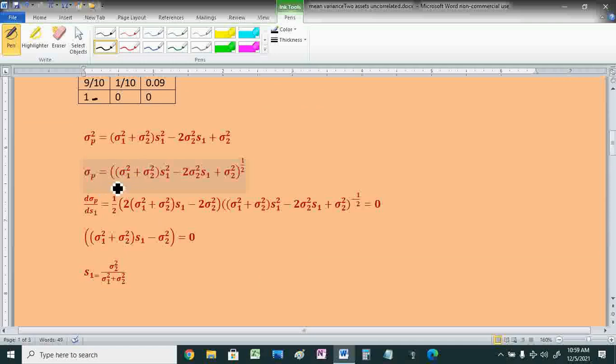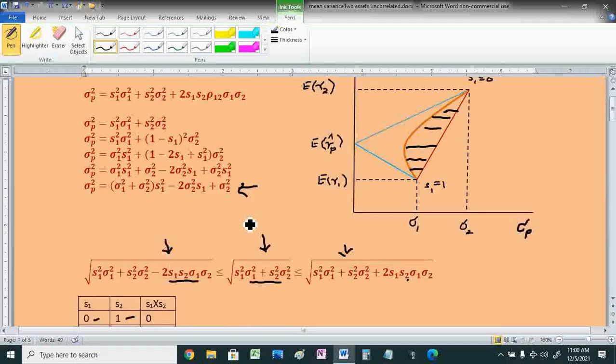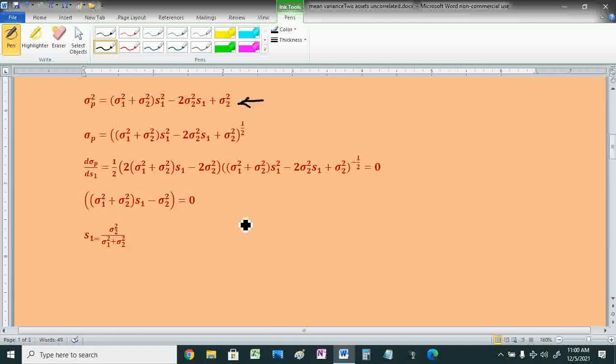This is your standard deviation of the portfolio when the two securities are uncorrelated to each other. This is the equation that I had already written in the earlier part here. And when I solve it, by putting in 1 minus S1 in place of S2, this is the final equation that we get, and I have used this equation here in this case.